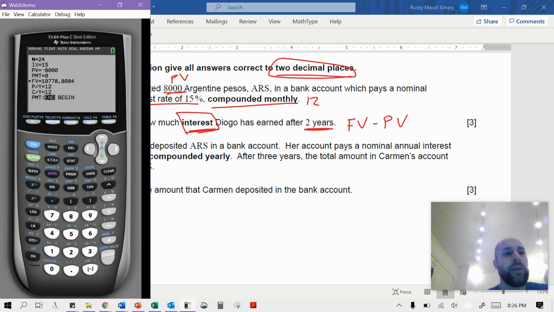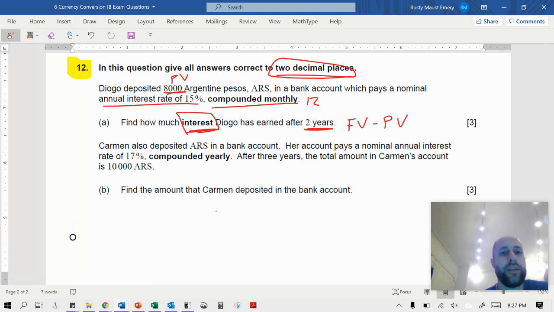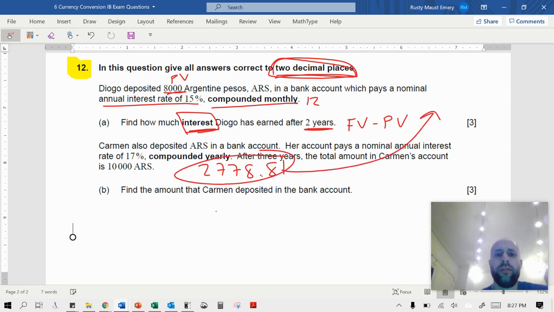So here's a quick way to do so. Actually, I learned something from someone else here. You can just go into this line of work and do minus 8,000 here. I've never done that before, but you can do that, and then it'll show you right there. So that's no longer the future value, right? That is the interest that is earned. So 2,778.81, and that is to 2 decimal places.